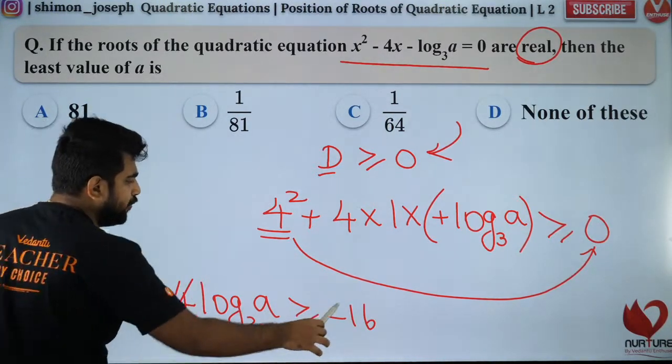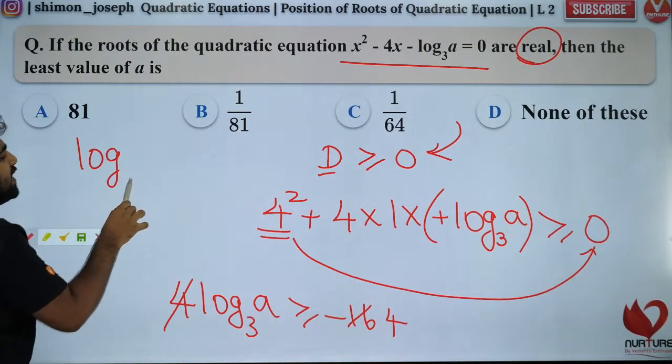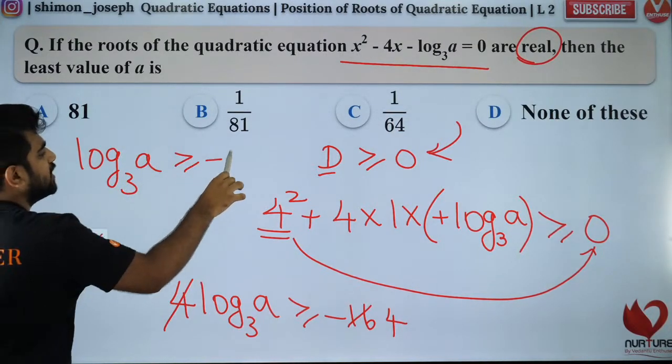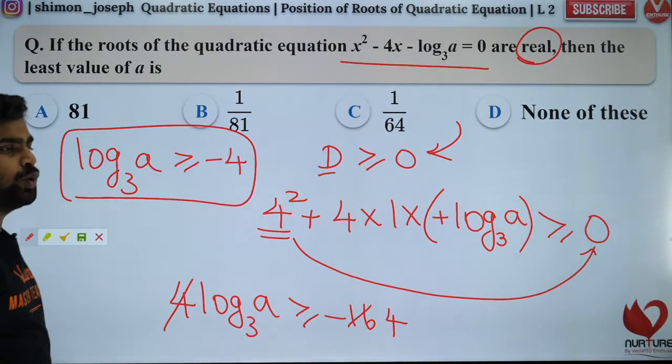So now divide by 4 on both sides. So I will get what? I will get log to the base 3A is greater than or equal to minus 4. So this is what you need to solve. Now think about it and do it.